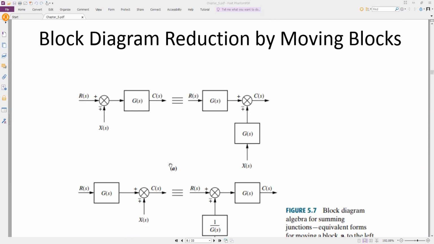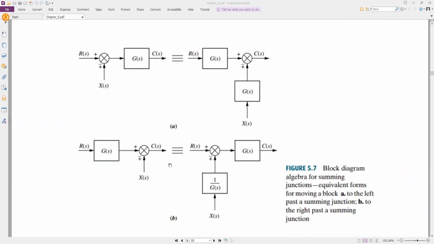Now another one, block diagram reduction by moving blocks. So how would you reduce the block diagram by moving the blocks? That is the burning question. So those things will be given here. Look at here.